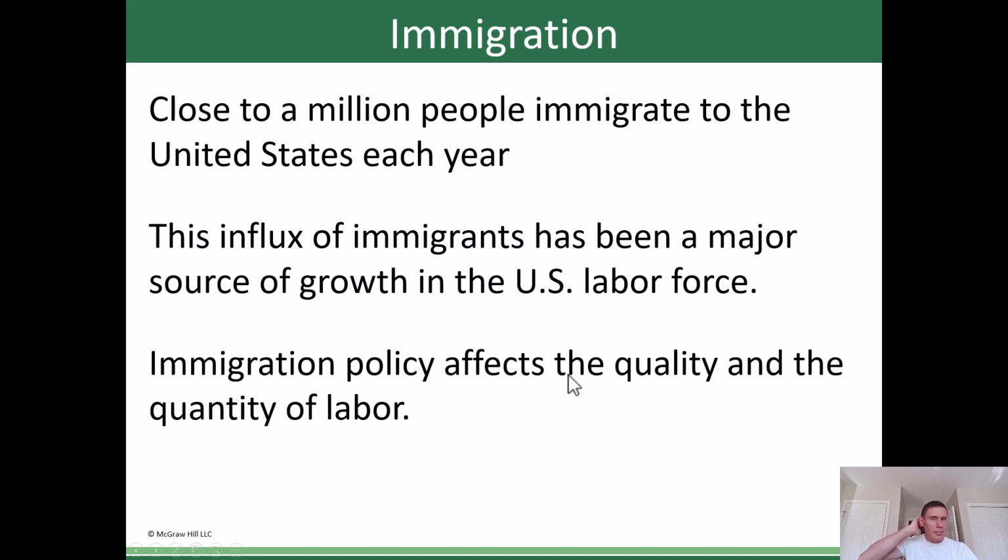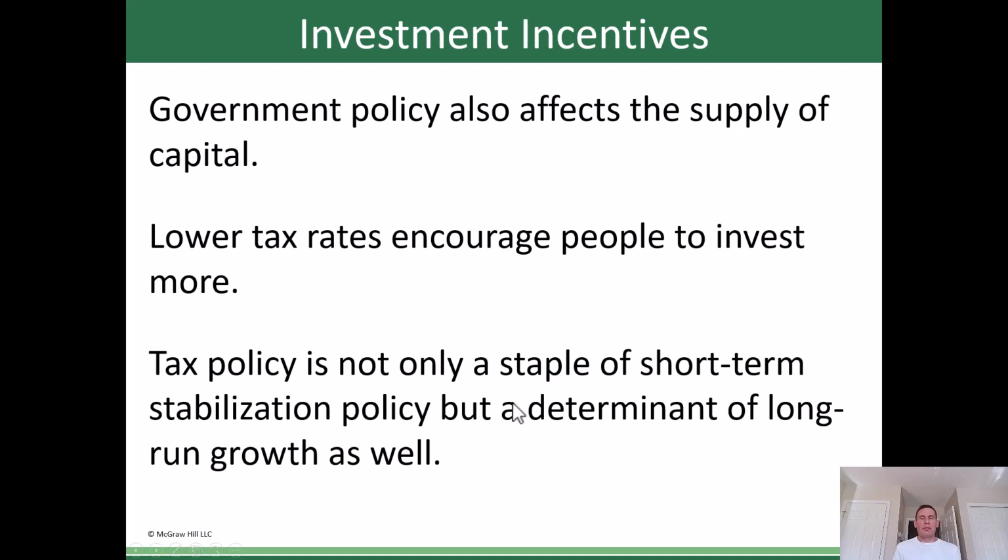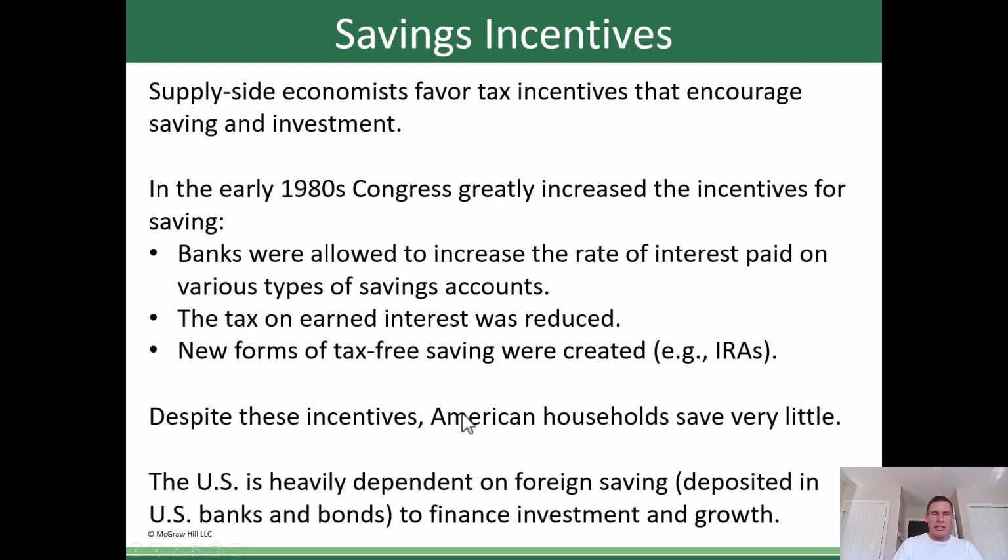As far as immigration goes, close to 1 million people immigrate to the United States each year. This influx of immigrants has been a major source of growth in the US labor force. And of course, immigration policy affects the quality and the quantity of labor. Investment incentives. Government policy also affects the supply of capital. Lower tax rates encourage people to invest more. Tax policy is not only a staple of short-term stabilization policy, but also a determinant of long-run growth as well. So what's happening with tax rates, not just now, but what people think will happen in the future, will of course depend on what they spend, what they save, how they save it with respect to tax deferred, and so forth. Savings incentives.